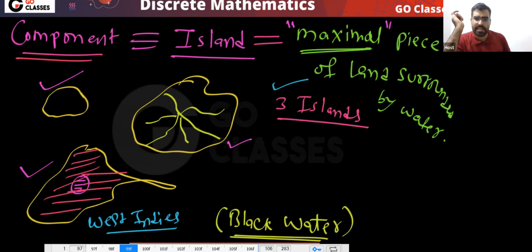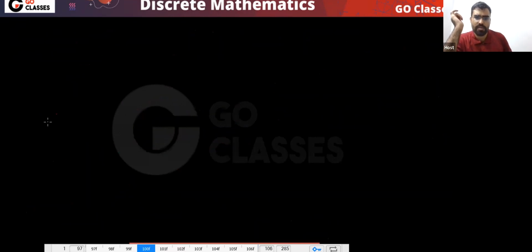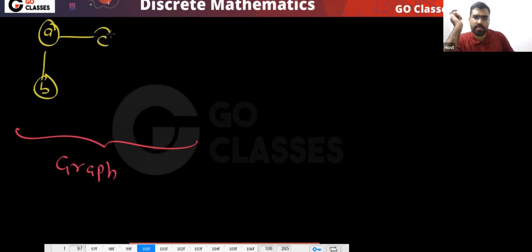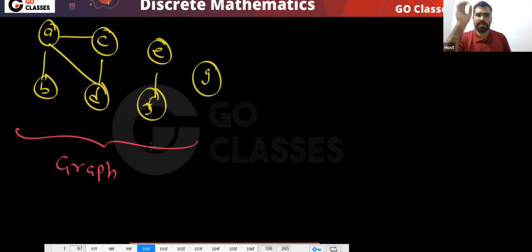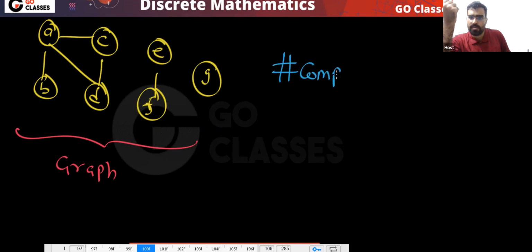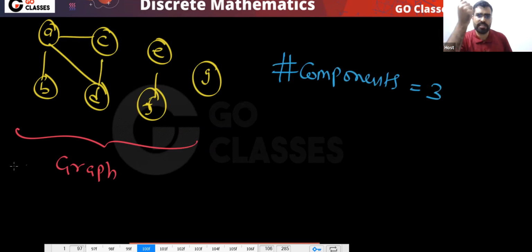So a component is like that. For example, if I give you a graph, let's assume you have this graph with A, B, C, D, E, F. How many components are there? Consider this graph. How many components do we have? There are a total of 3 components in this graph.